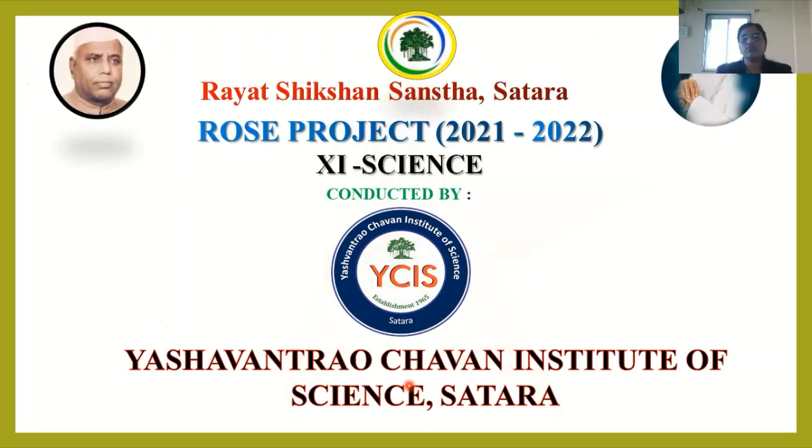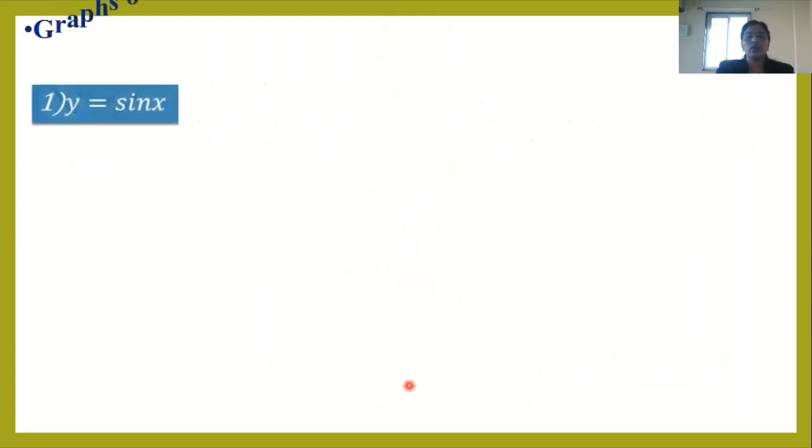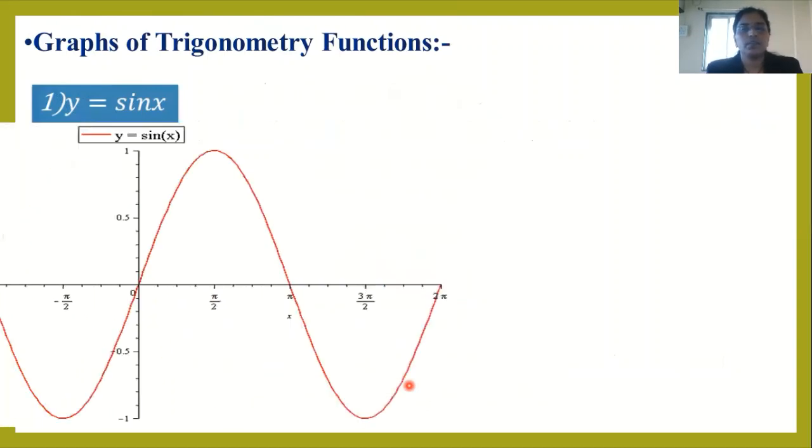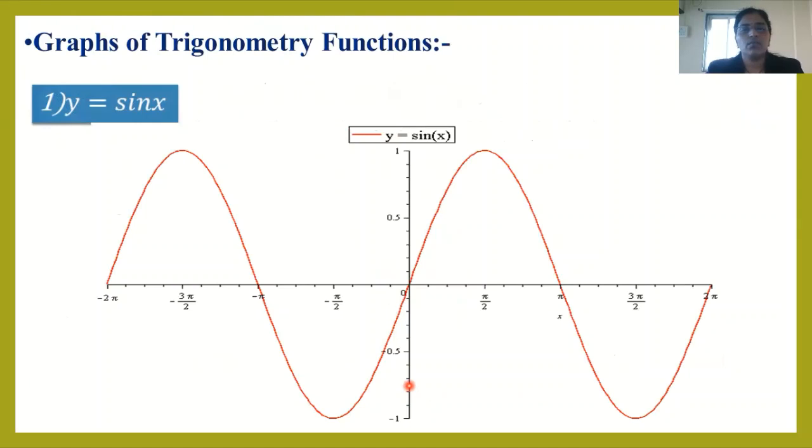In the previous lecture, we learned the sign of trigonometric functions and the domain, range and periodicity of the trigonometric functions. Now, today we will learn the graphs of the trigonometric functions. First one is y is equal to sin x, the graph of y is equal to sin x. This one is the graph of y is equal to sin x.